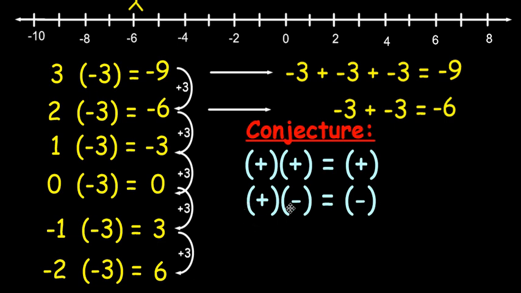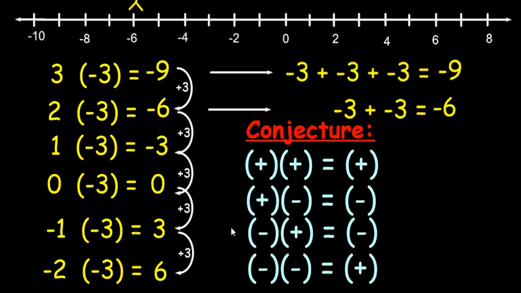Next, we have the commutative property of multiplication, which says that if you change the order, it will not change the value. 2 times 3 is the same as 3 times 2. So if we switch the negative to come first and then the positive, we still get the same value, a negative value. And finally, using our pattern, we can recognize that a negative times a negative equals, that's right, a positive.